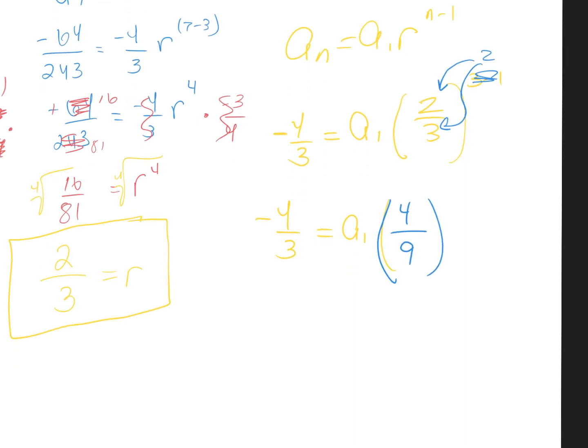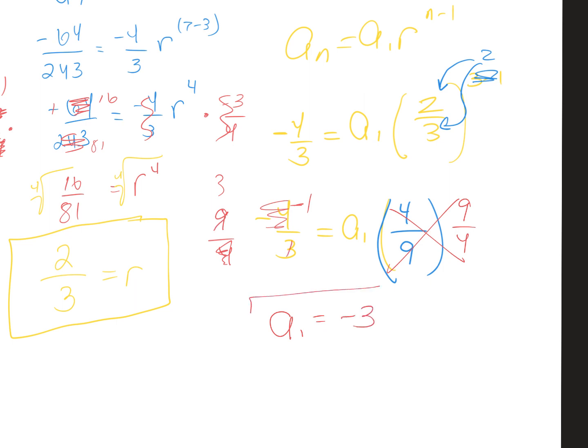All right, so I'm still trying to get a sub 1 by itself. How do I get rid of 4 over 3? Sorry, just kidding. How do I get rid of 4 over 9? Multiply by 9 over 4 on both sides. So those cancel. So now you're going to figure out your first term. Well, can I simplify anything? Yep, 4 goes into 4 once. 4 goes into negative 4, negative 1, right? What about 9 and 3? This becomes a 3. This is a 1. So your first term is negative 3.